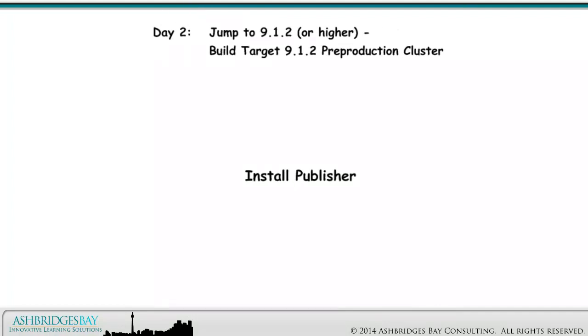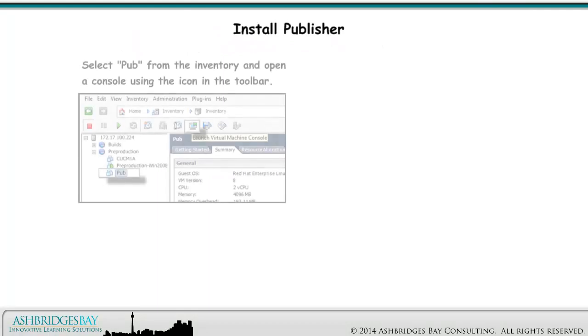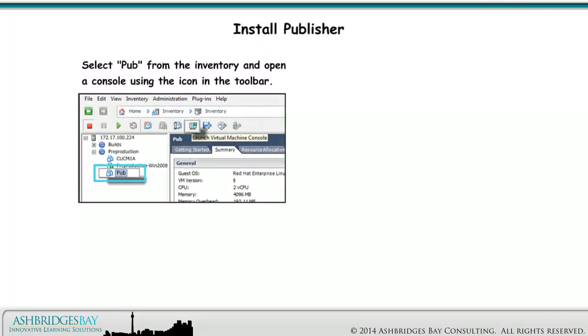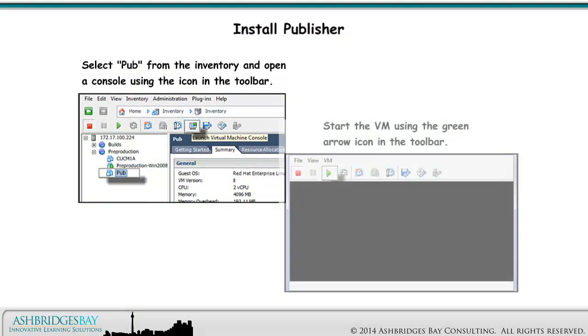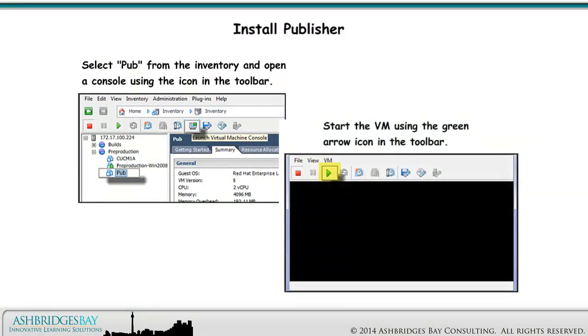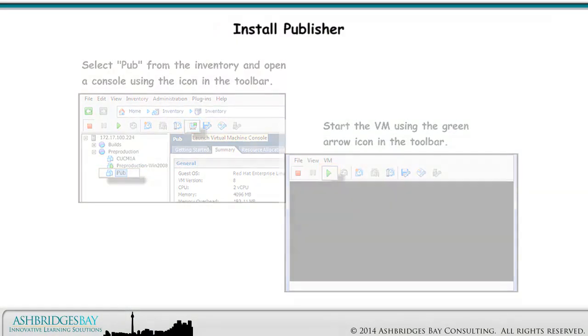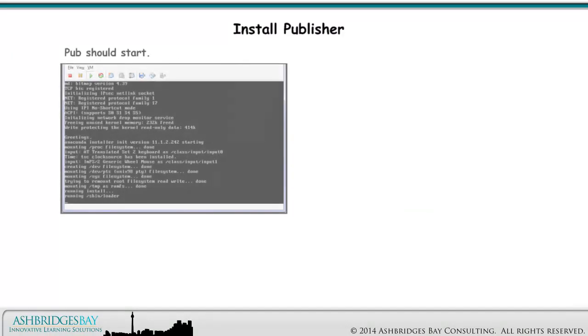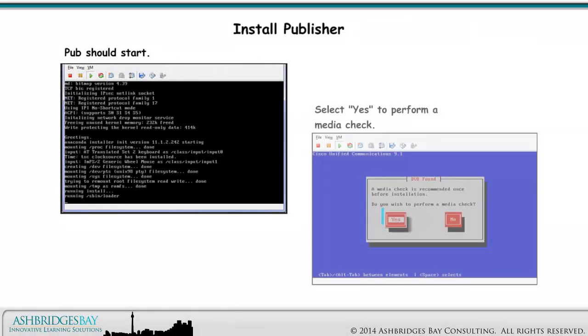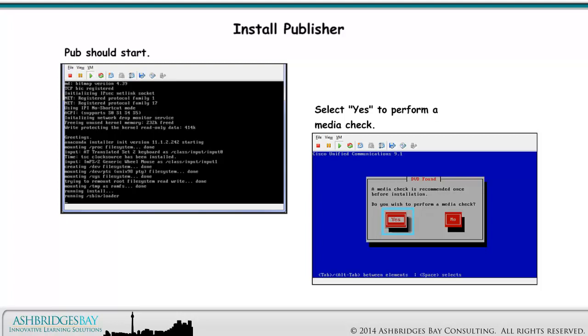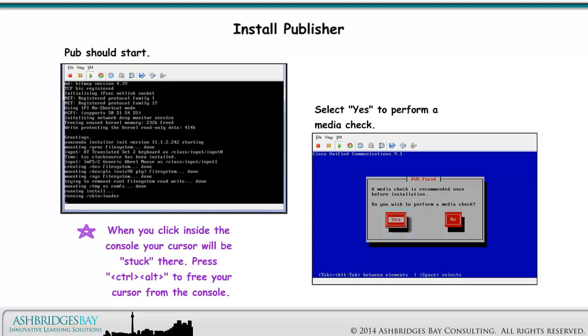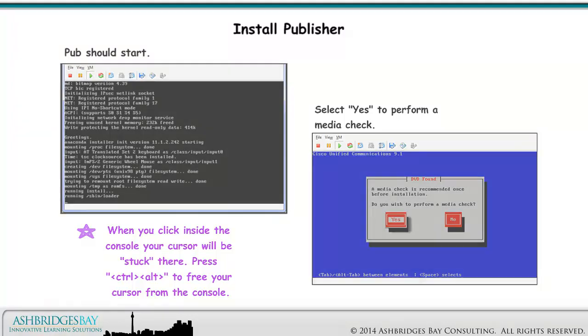First, we need to install the publisher. Select Pub from the inventory and open a console using the icon in the toolbar. Start the VM using the green arrow icon in the toolbar. Pub should start. Select Yes to perform a media check. When you click inside the console, your cursor will be stuck there. Press Ctrl-Alt to free your cursor from the console.